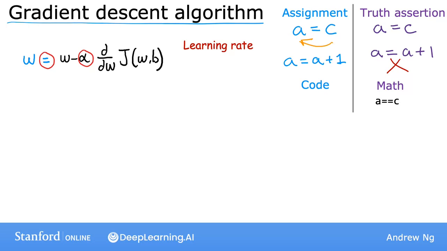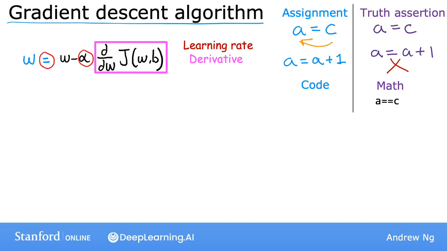So if alpha is very large, then that corresponds to a very aggressive gradient descent procedure where you're trying to take huge steps downhill. And if alpha is very small, then you'll be taking small baby steps downhill. We'll come back later to delve more deeply into how to choose a good learning rate alpha. And finally, this term here, that's the derivative term of the cost function J. Let's not worry about the details of this derivative right now, but later on you get to see more about the derivative term.